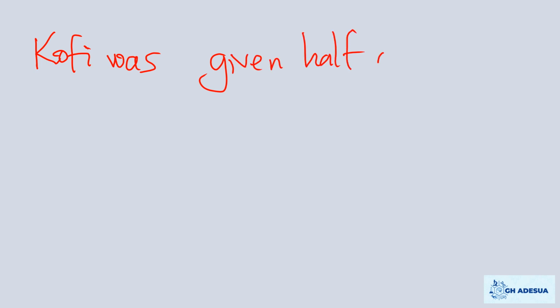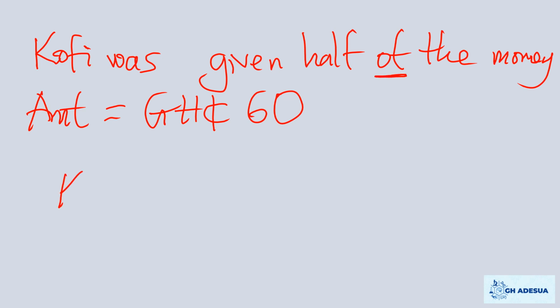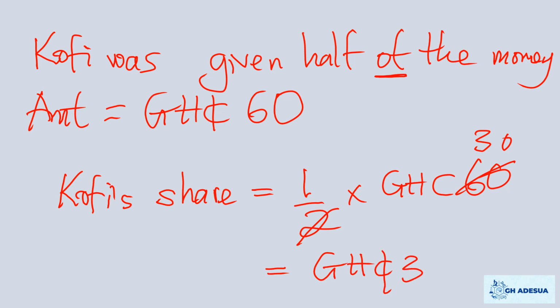Now, if I tell you that Kofi was given half of the money, and the amount of money is 60 cedis. Once I say half of, it means that if you want to find how much Kofi got, Kofi's share, that will be 1/2 times 60 Ghana cedis. So 2 cancel 60, 30. So Kofi's share is 30 cedis. So half of the money.